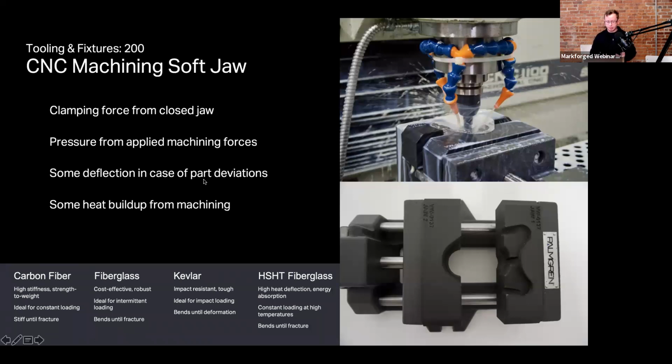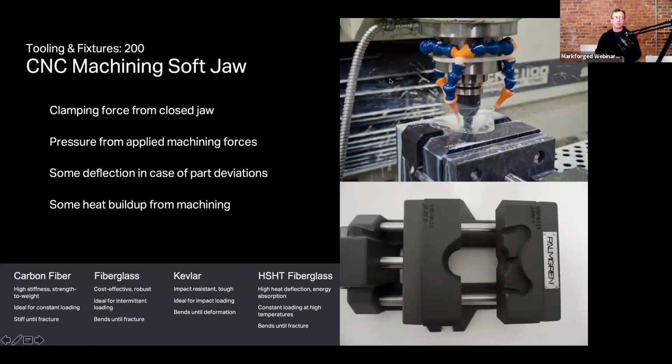So yeah, there's some deflection in case of part deviation or some vibration. There's pressure from those applied machining forces. And there's also a little bit of heat buildup from machining, but that's sort of a secondary goal.